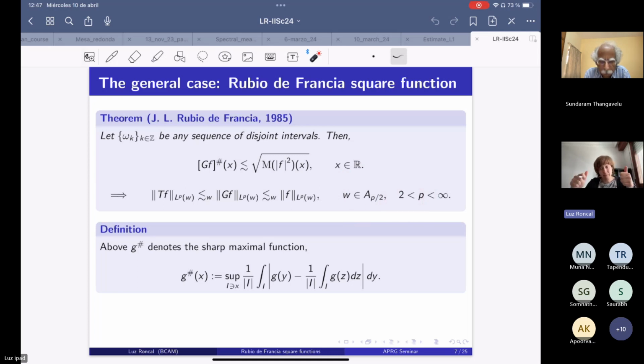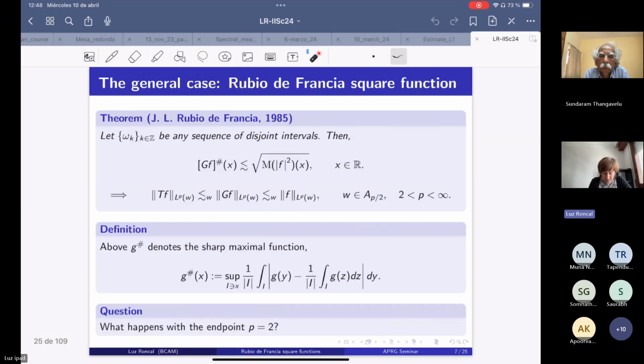So, a remark following Mona's comment. For p equal to 2, unweighted is immediate because of Plancherel. For p equal to 2, weighted is not known, because now the general structure of the intervals doesn't allow you to look at your operator G as a single-scale average operator. That was the trick that Rubio de Francia played in the previous situation, which allowed him to reach the endpoint p equal to 2 with weights. So this is the state of things, and of course the question is what's going on with the endpoint p equal to 2.